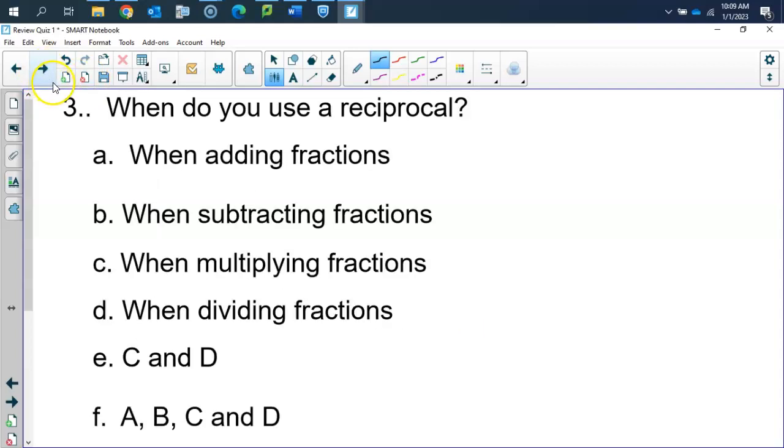Okay, number 3, when you use a reciprocal, go. Well, when you're doing a reciprocal, you have to keep change flip when you're dividing fractions, okay? So dividing fractions, you should have said D.